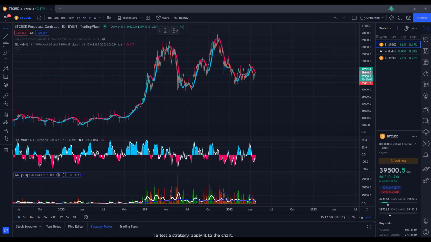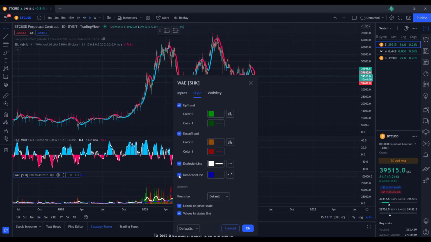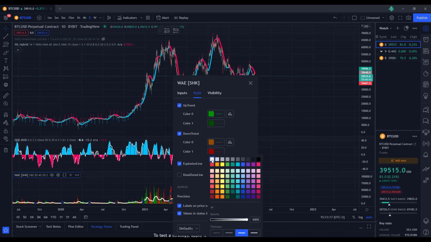Alright guys, now let's adjust the last indicator, and that's going to be this one. What we're going to do is remove the sensitivity. It's not going to be 150, but it's going to be 180. And besides that, we're going to remove the dead zone line. And for the explosion line, I already adjusted it. I'm going to use a thick white line.